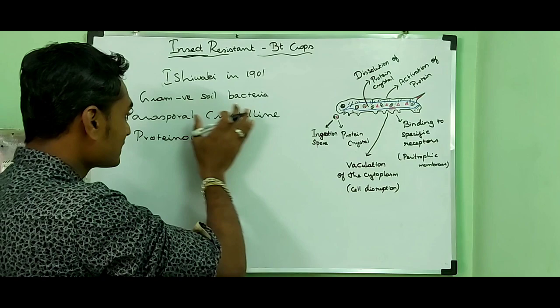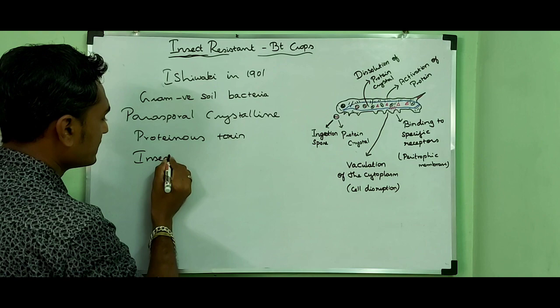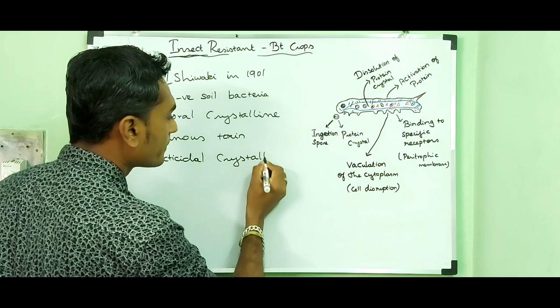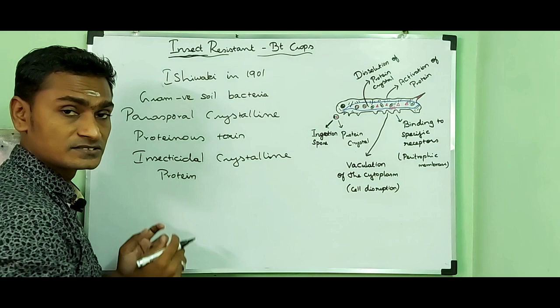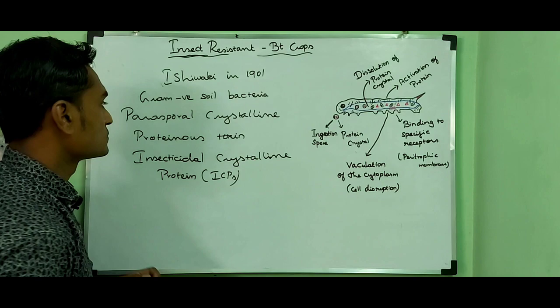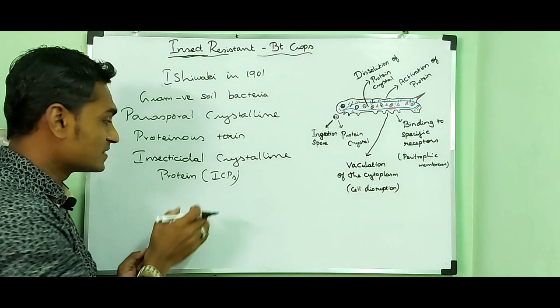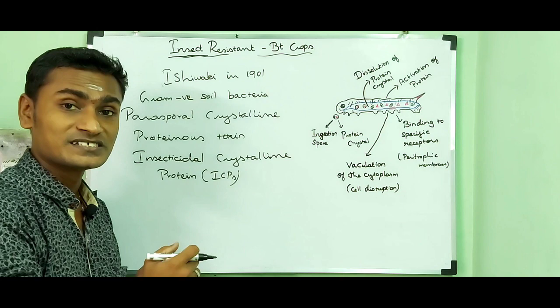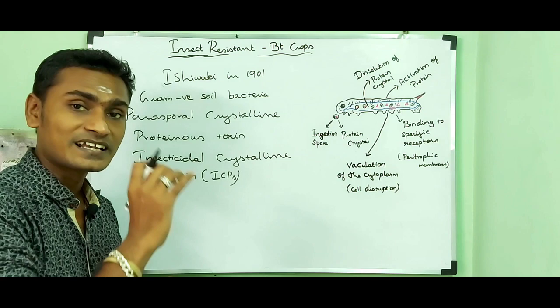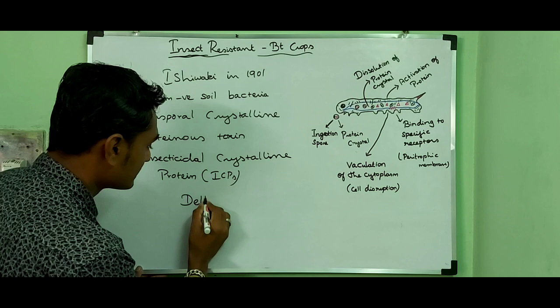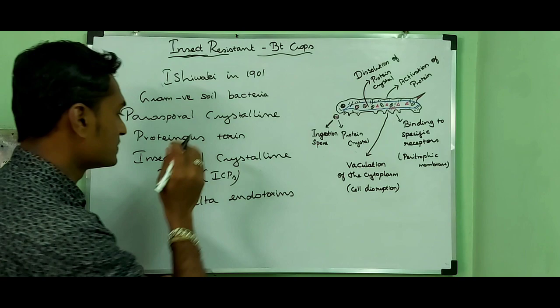This toxic material is referred to as insecticidal crystalline protein, simply abbreviated as ICPs. Since it has insecticidal property, we refer to that protein as insecticidal crystalline protein. These ICPs are among the endotoxins produced by the sporulating bacteria, and they are originally classified as delta endotoxins.